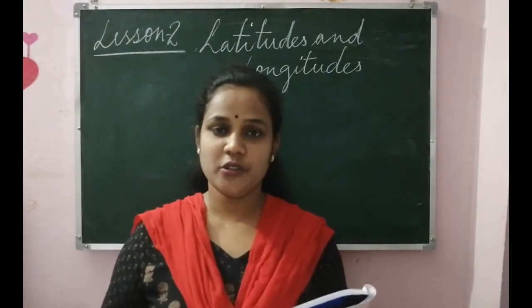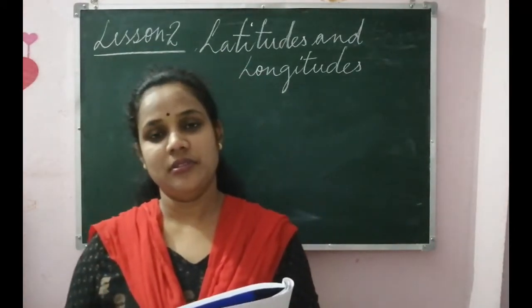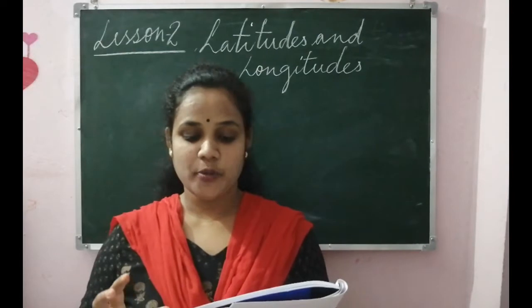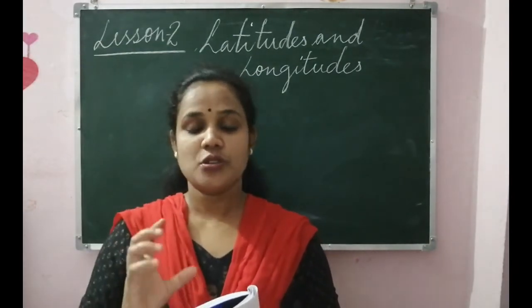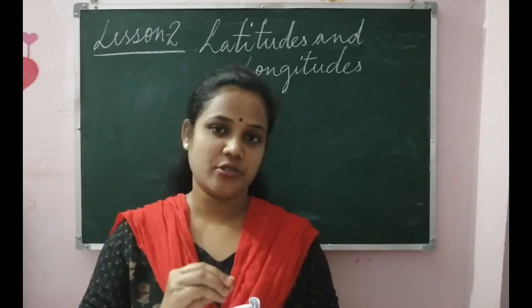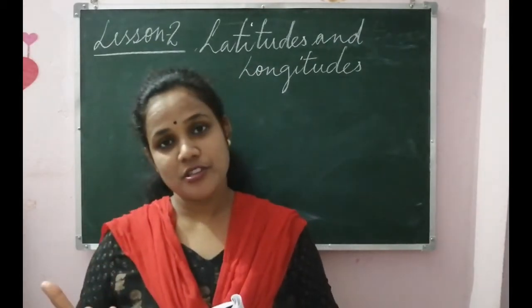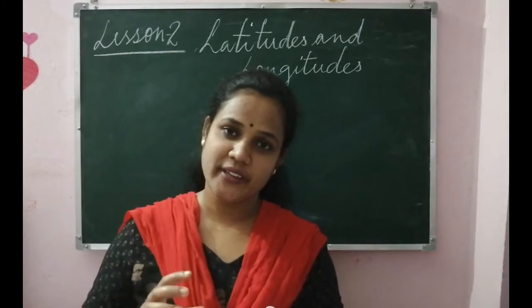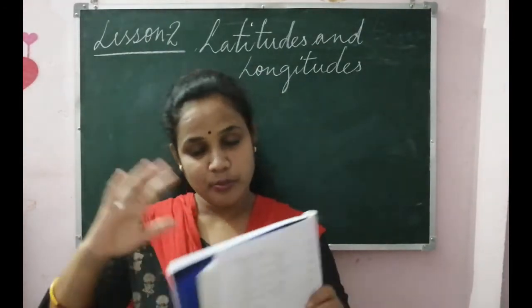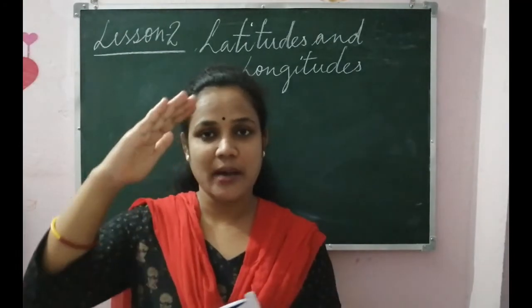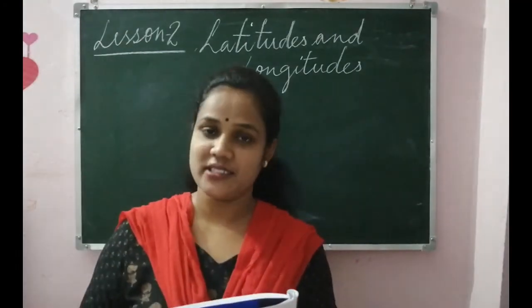Earth is a sphere. We know that earth is in spherical shape, and the globe is a sphere too. So it is a true representation of the earth. Globe is also spherical, earth is also spherical. You know what is spherical? Somewhat like round, not totally round. Both the sides bulge, and up and down it is flattened.